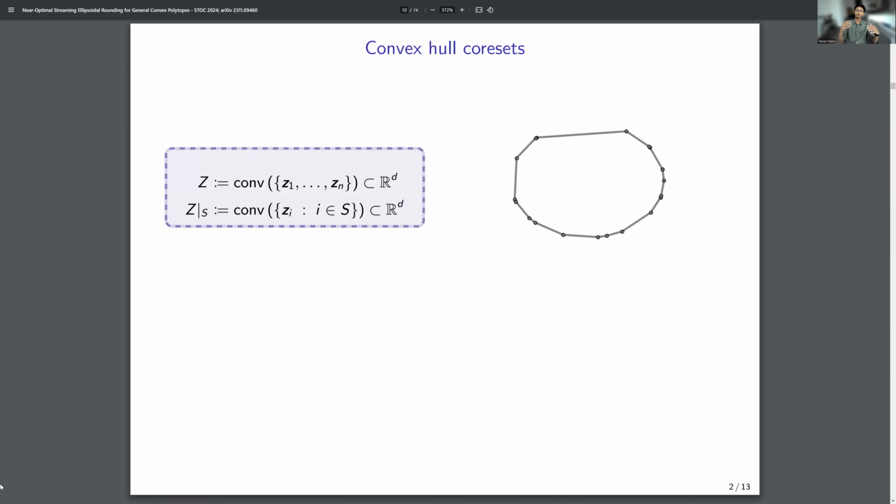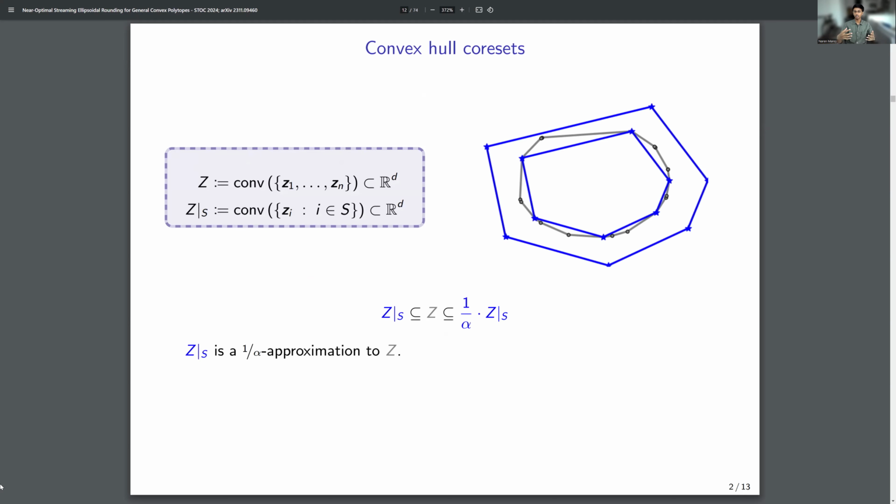So now let's take a look at the convex hull core set problem that I mentioned briefly in the earlier slide. Here we'll always write Z restricted onto S, or Z bar S, as the convex hull of the points Zi, such that i is in S. Let's take the picture on the right and see what this looks like. Let's say we have this convex set Z, and maybe we look at these starred points in blue here, and look at the convex hull of that and a rescaled version of it. Here, again, similar to the previous slide, we'll say that Z restricted onto S is a 1 over alpha approximation to Z.